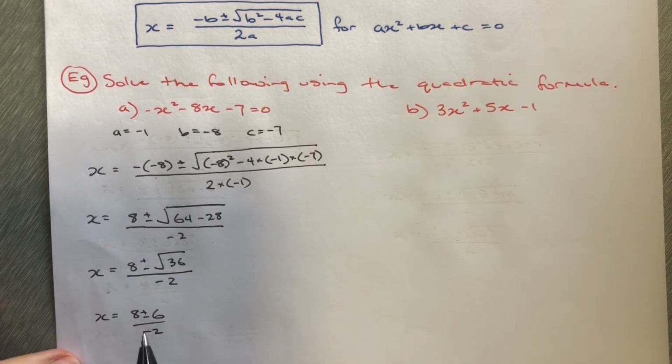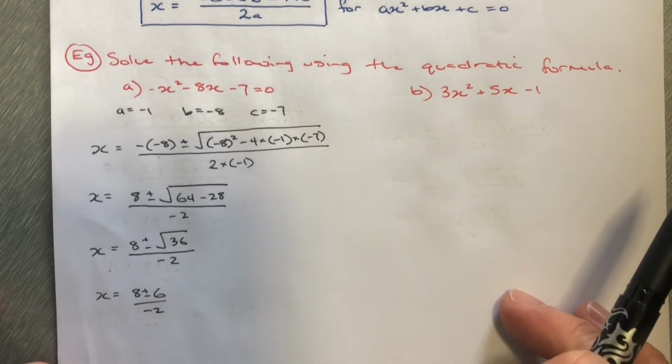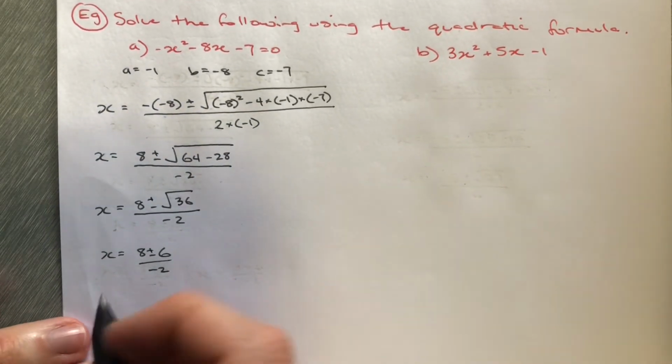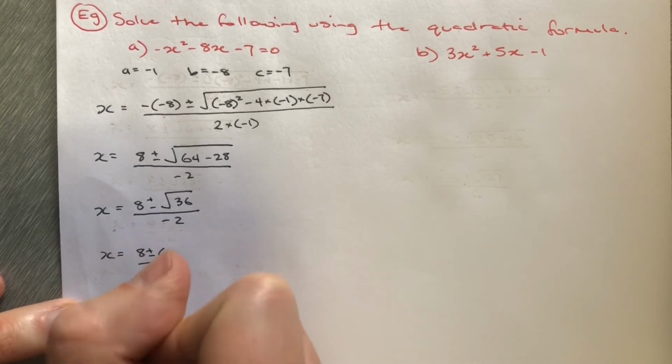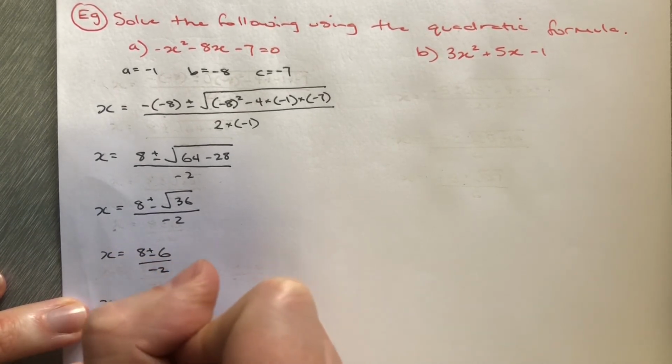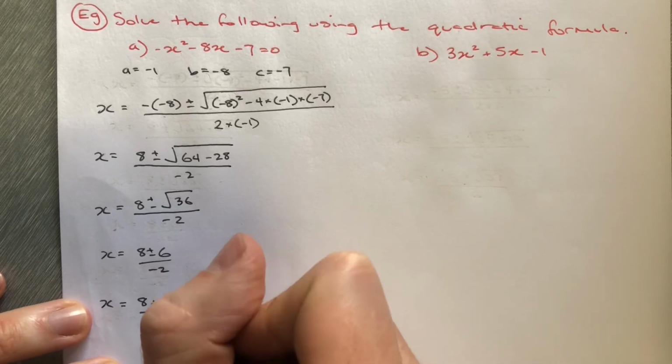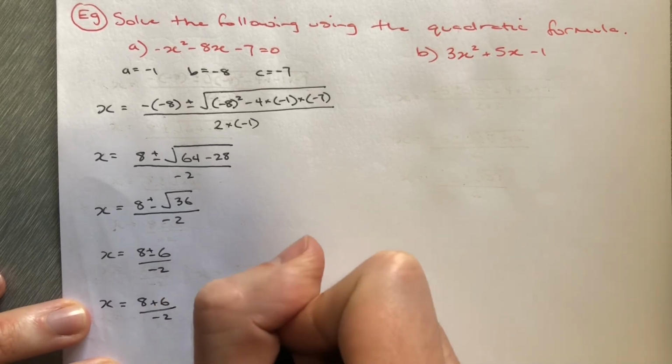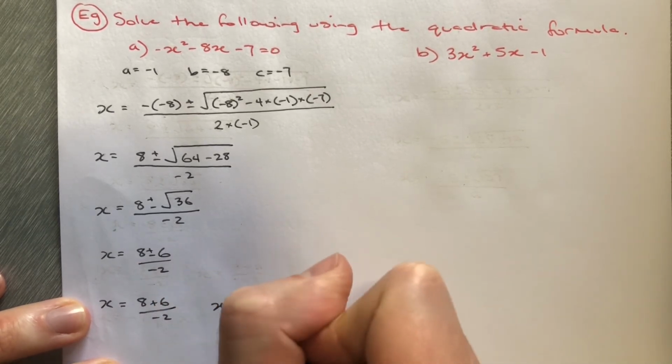Okay, now this might look a little bit funny because we have a plus and a minus here, but what we have is actually two different equations. So one of our equations is x equals 8 plus 6 divided by minus 2, and the other one is 8 minus 6 divided by minus 2.